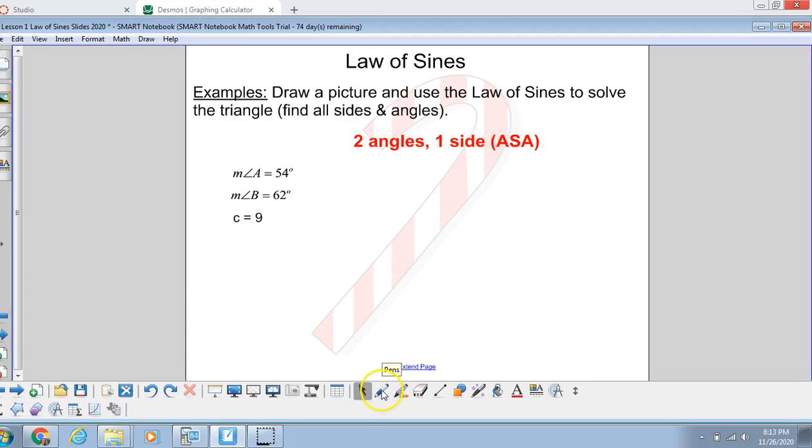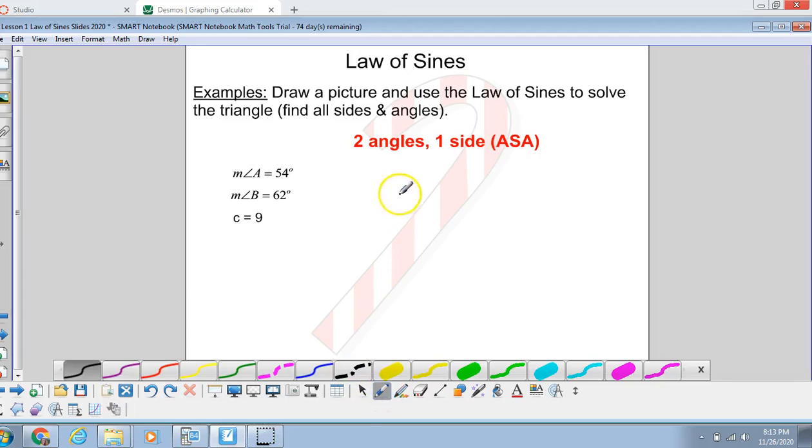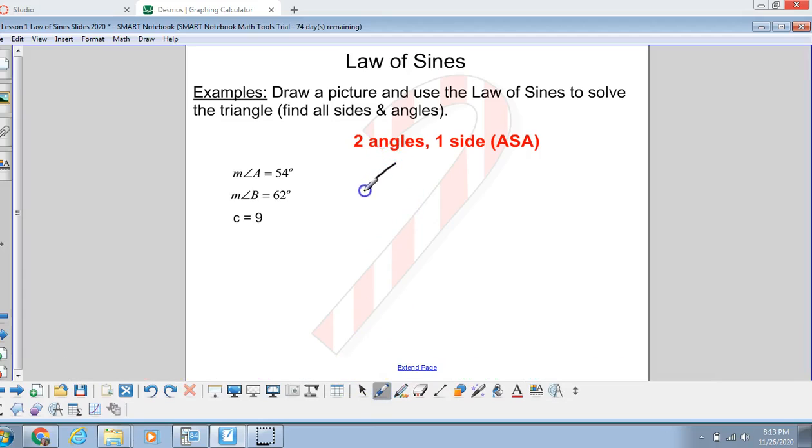These are kind of small angles, so I'm going to draw my triangle this time, making it look not quite like I did the first time. I'm going to make this one look a little bit more, well, it's not great. Doesn't have to be. A, B, C. We know that angle A is 54 degrees. We know that angle B is 62 degrees.